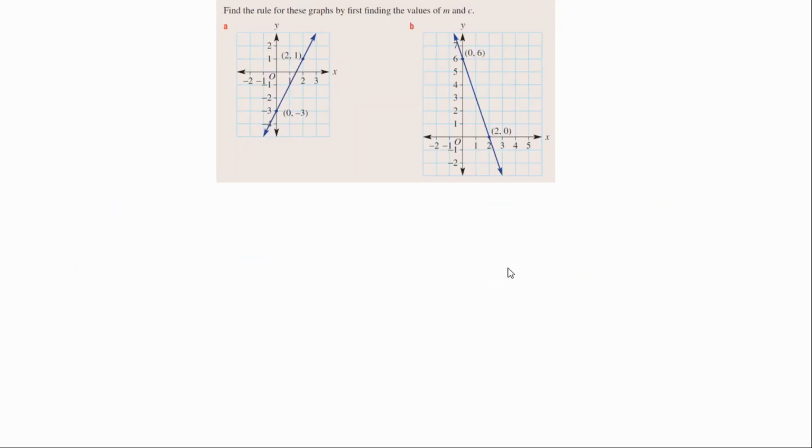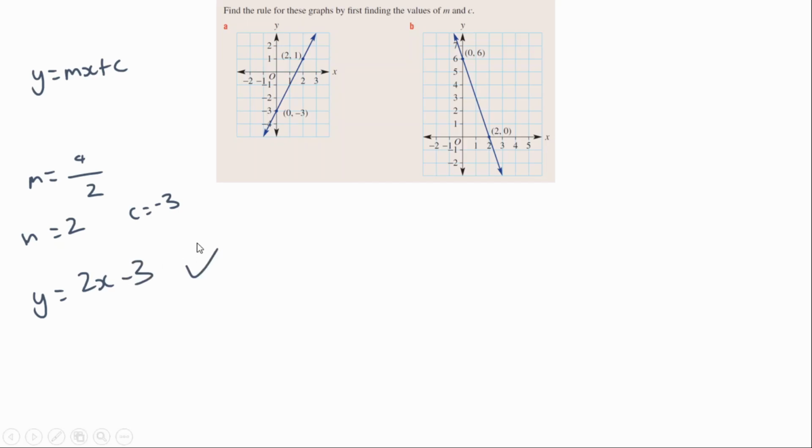Alright, now it's your turn. Just pause the video here, have a go at these by yourself, and unpause it when you're ready to go through it with me. Alright, so same deal here, using this equation, y equals mx plus c. Going to find the gradient first, which is rise over run. We're going up 1, 2, 3, 4 spaces, and going to the right 2 spaces, so m equals 2. And we just need the y-intercept, and that's negative 3. So m equals 2 and c equals negative 3. So we know the equation is going to be y equals 2x minus 3.